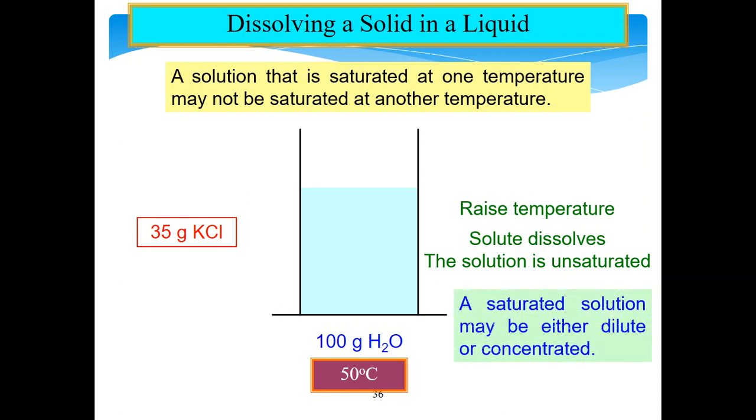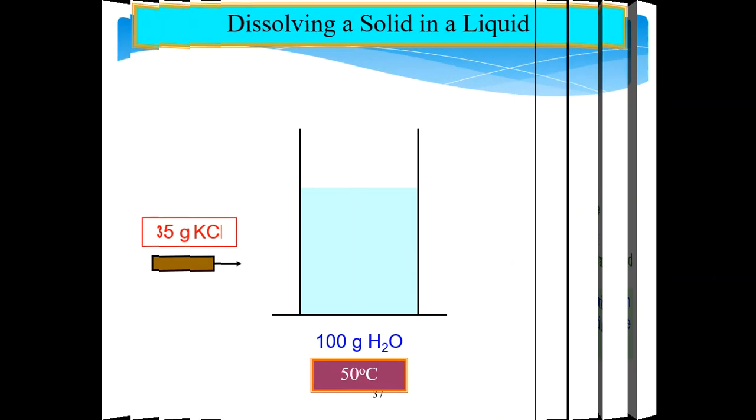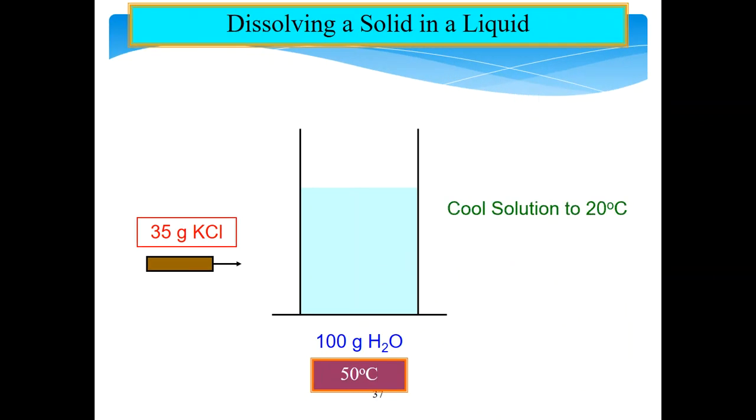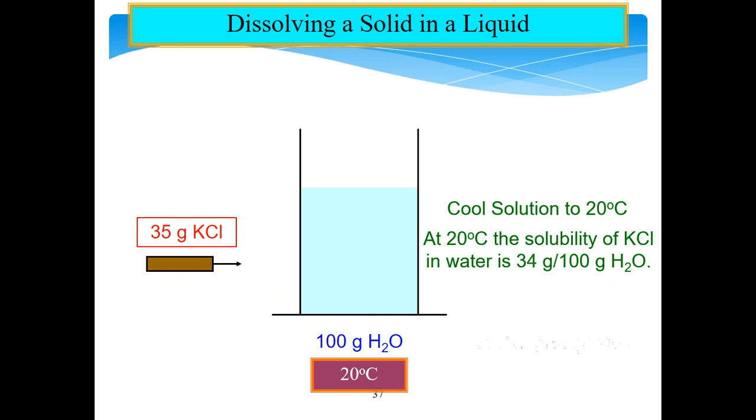Okay, so again, a saturated solution may be either dilute or concentrated, even at lower or higher temperatures. All right. Now, what happens if we suddenly take the solution at 50 degrees and decide to cool it to 20 degrees Celsius? If we do that, what's going to happen is that no solid will precipitate.